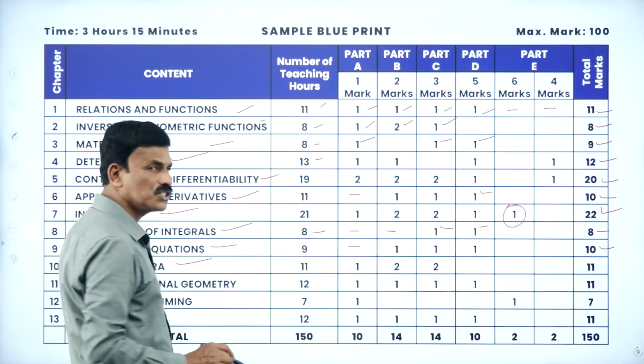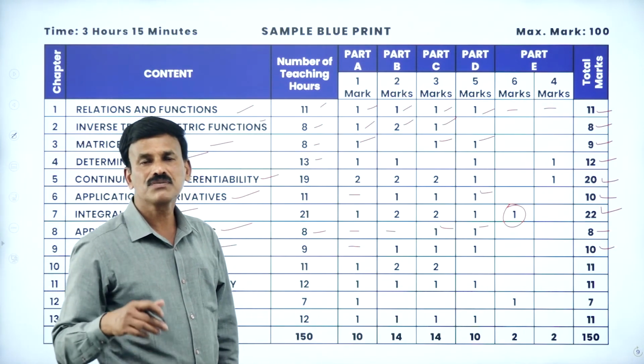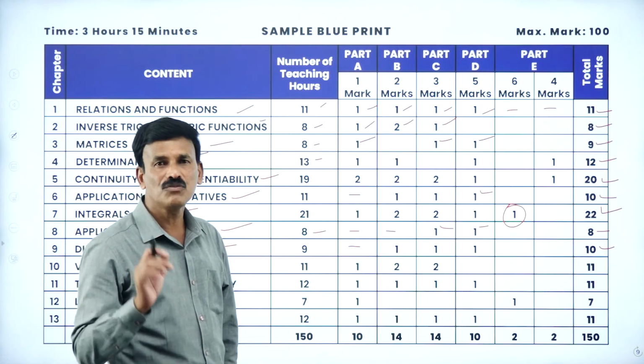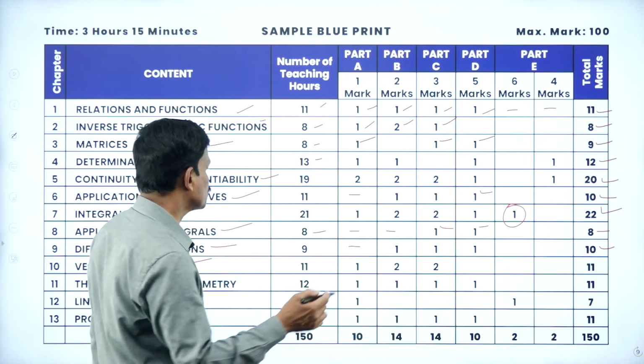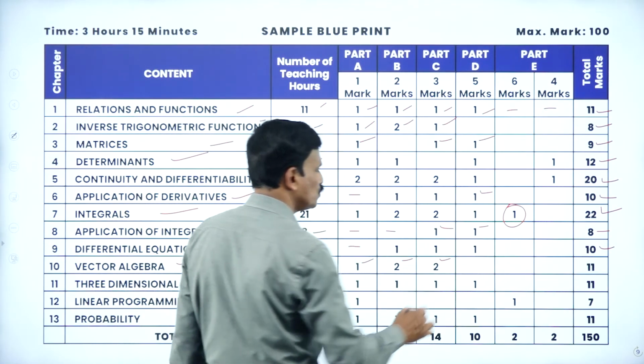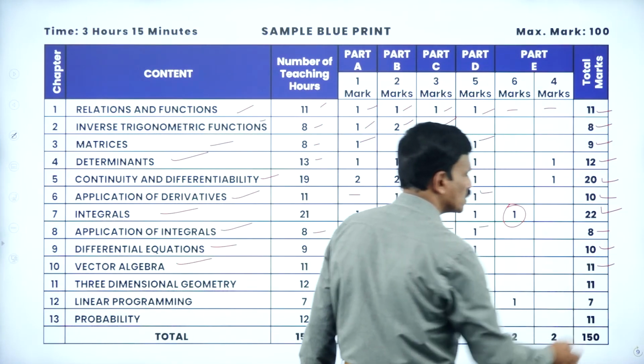Now if you come to the next chapter, vector algebra. In vector algebra there are no 4 marks, 5 marks and 6 marks questions, just like inverse trigonometric functions. Here only 1 mark, 2 marks and 3 marks questions. So in vector algebra you will get one 1 mark question, one 2 marks question and two 3 marks questions. So totally 11 marks from this chapter, vector algebra.